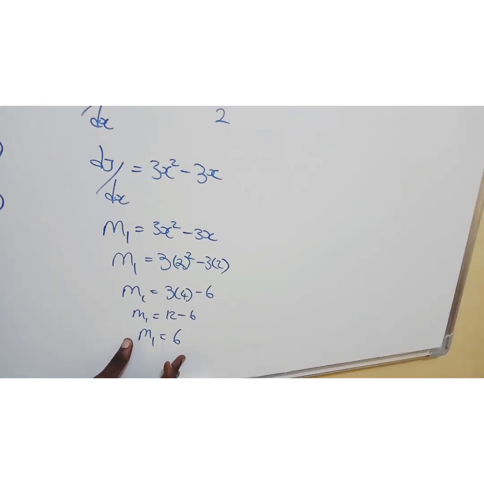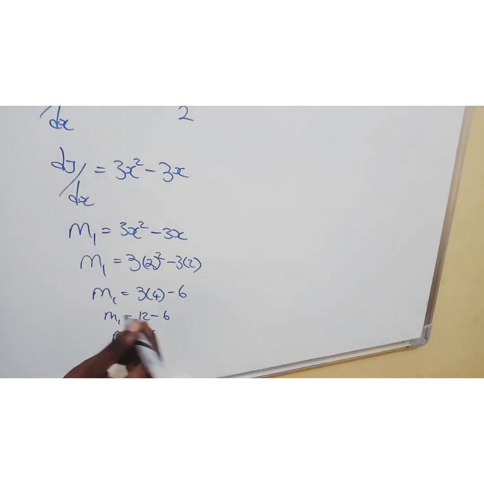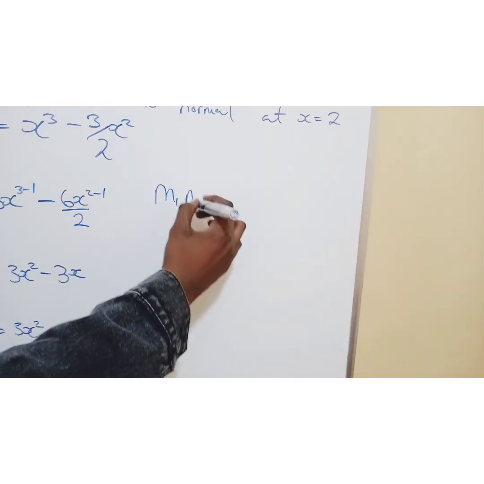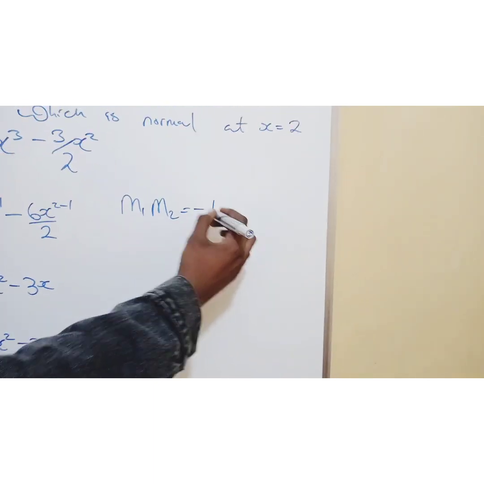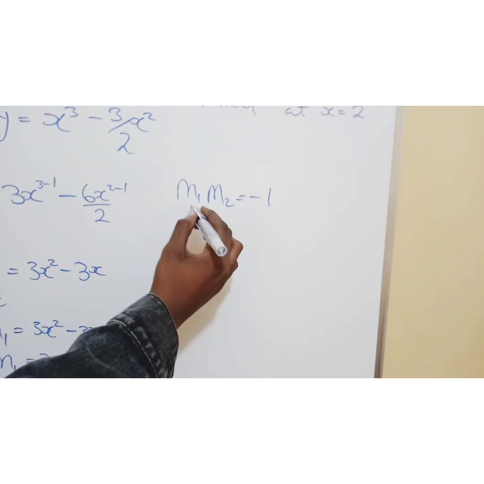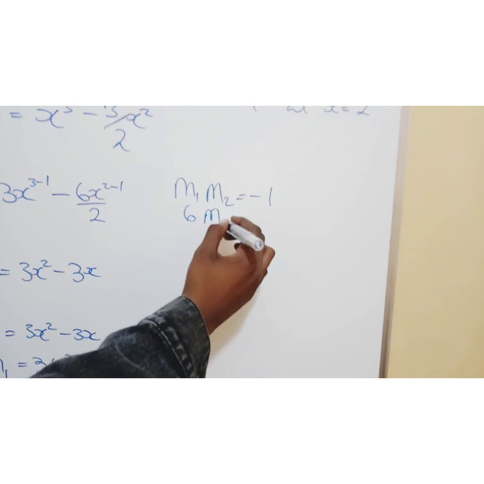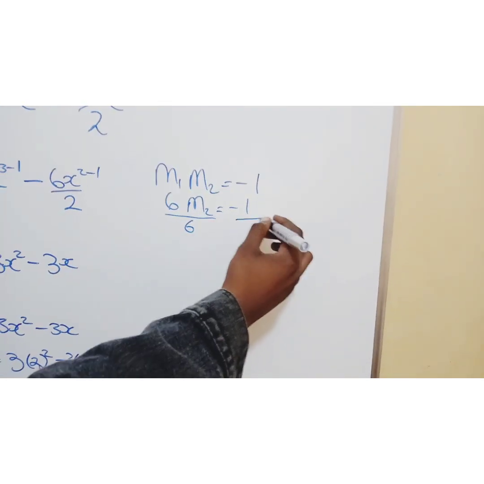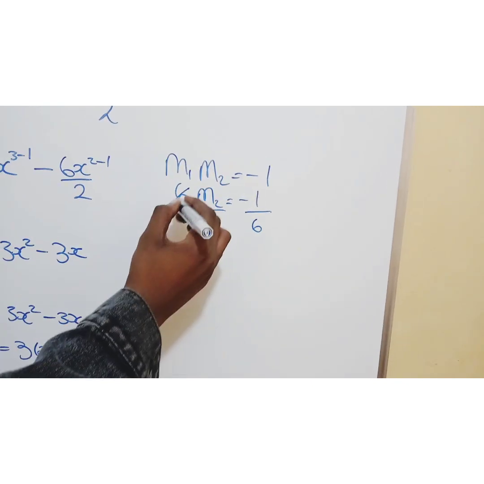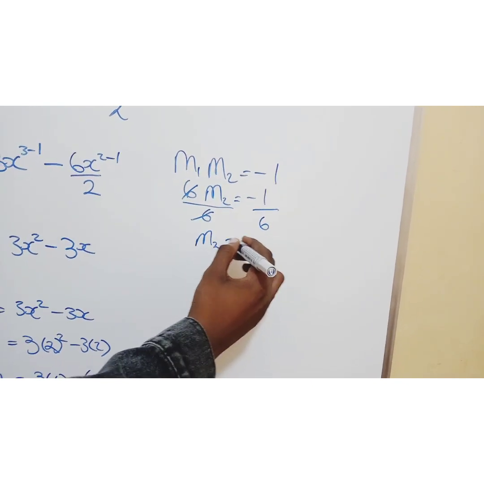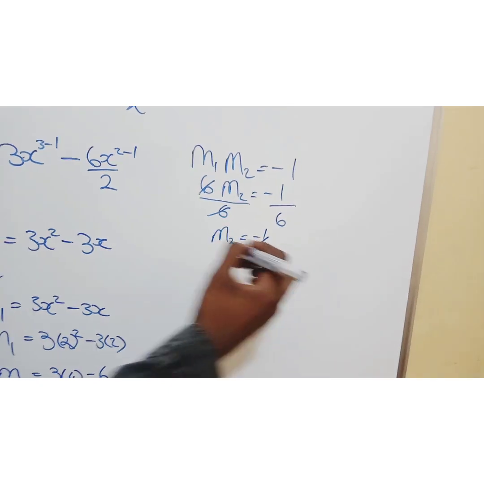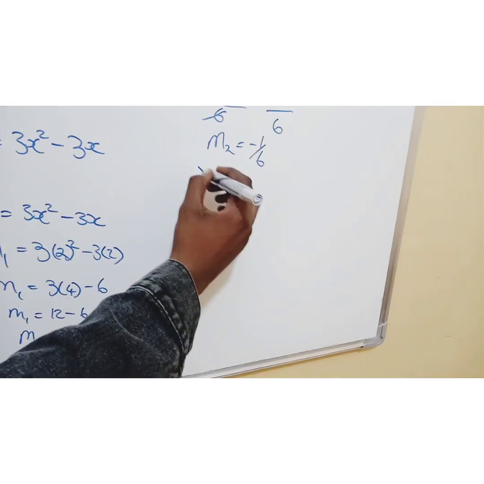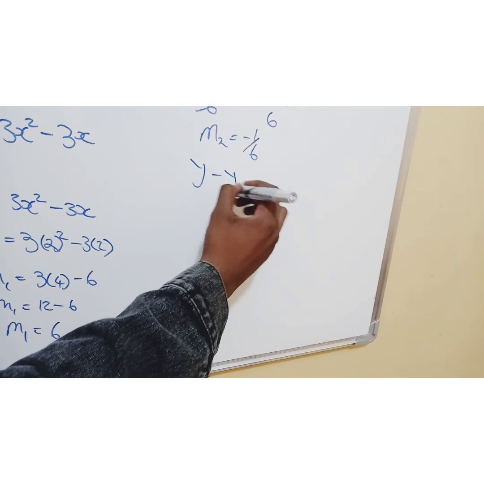The next thing is to find your m2. Remember, they have told us that m1 m2 is equals to -1. Our m1 we found is 6. We don't know our m2, so 6 m2 is equals to -1. So divide by 6, because we want to find our m2. So this cancels. So m2 is equals to -1 over 6. The final thing now is your equation.